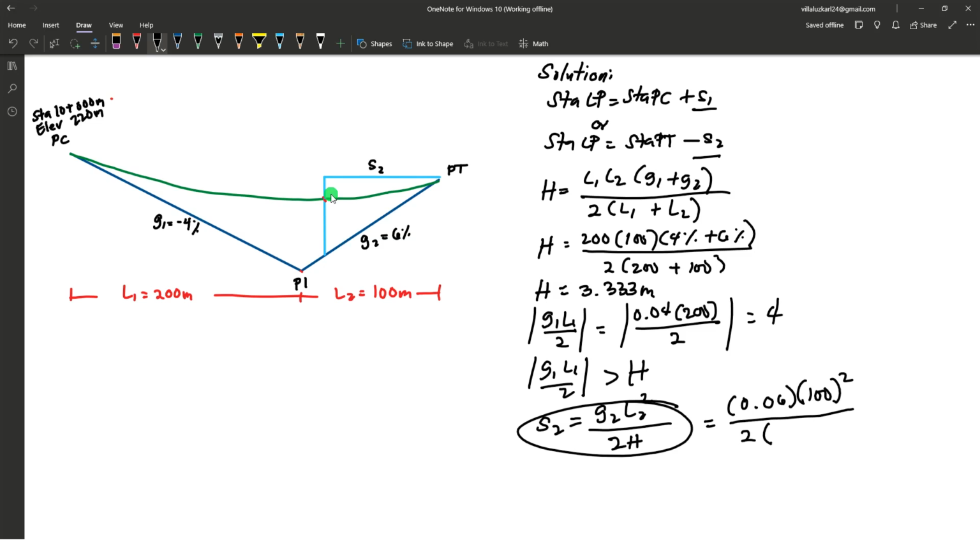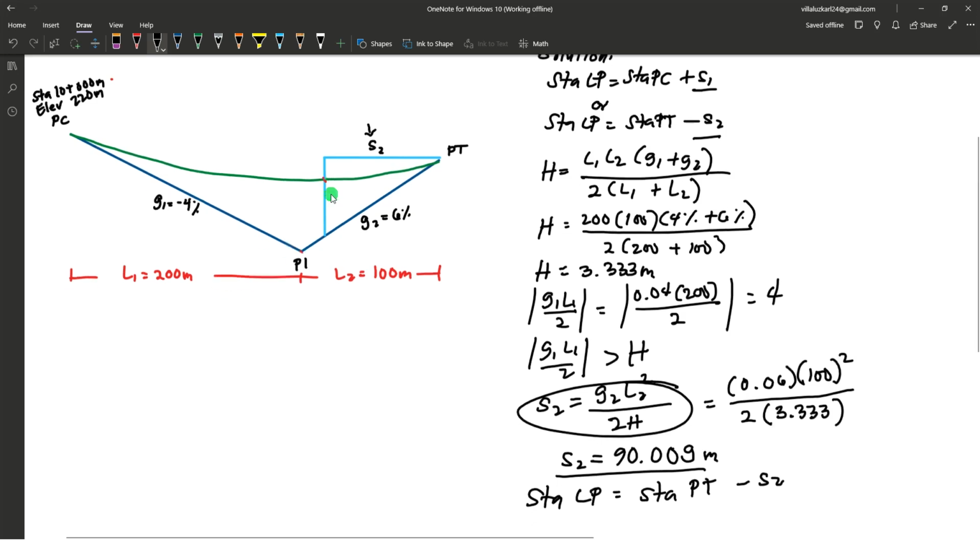Computed h is 3.333. So S2 is equal to 90.009 meters. Okay, the stationing of the lowest point therefore should be the stationing of PT minus S2.